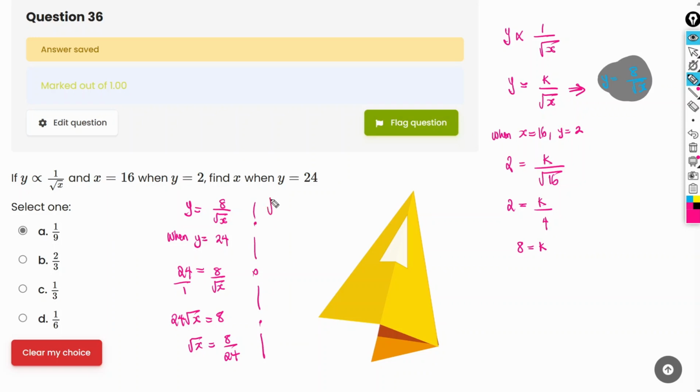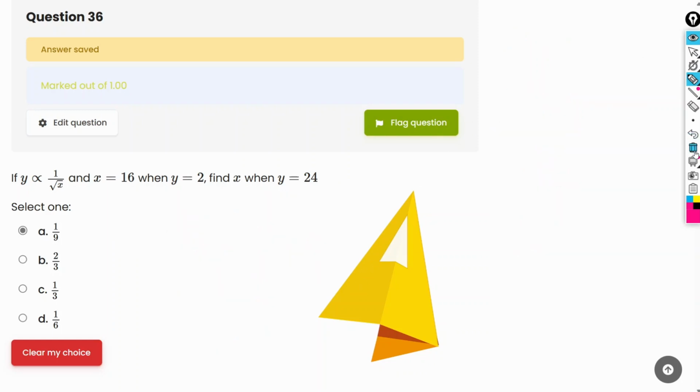So that means that the square root of x, 8 over 24, is 1 out of 3. If I square both sides to get x, you'd get 1 squared is 1, 3 squared is 9. So x is 1 over 9. So the correct option is A, 1 over 9, for question 36.